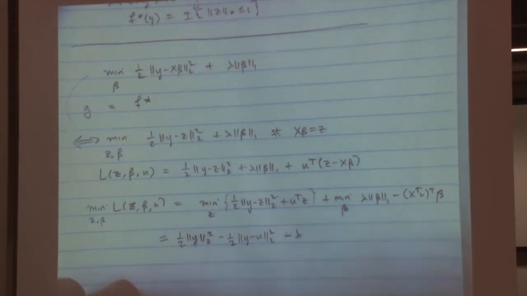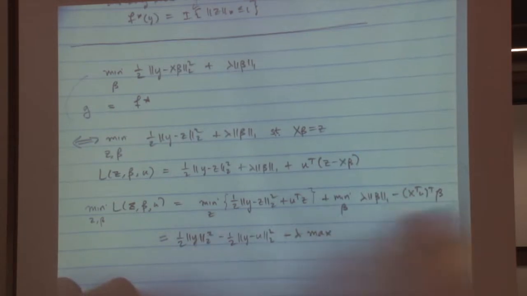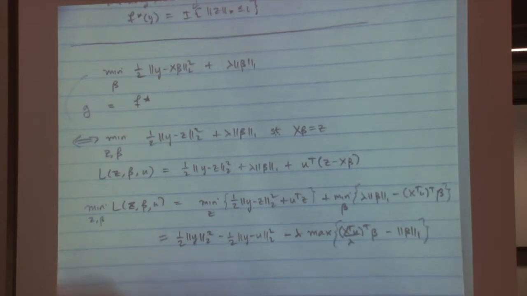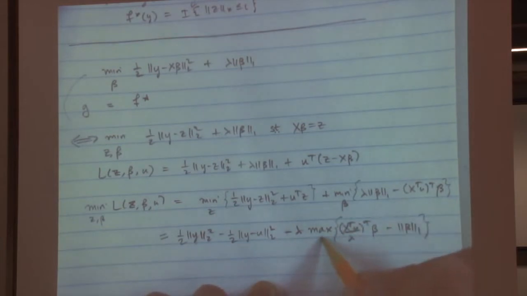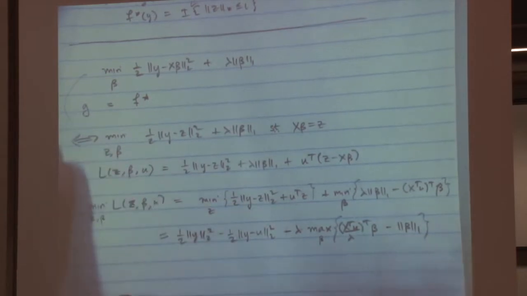And in fact, I'm also going to pull out lambda. So it's minus the maximum of negative what's inside. So that's x transpose u over lambda transpose beta minus the 1 norm of beta. Just rearrange that. What is this if I maximize over all beta? What does this remind you of? It's the conjugate of the L1 norm, evaluated at what point? Evaluated at this point, x transpose u over lambda.